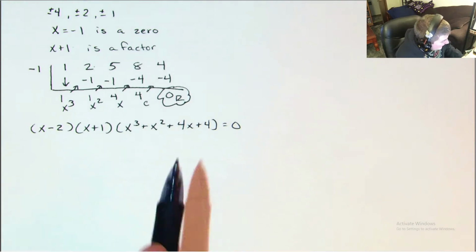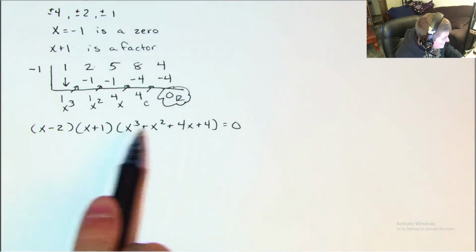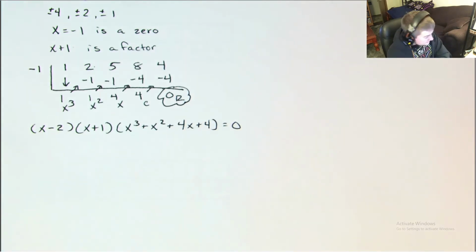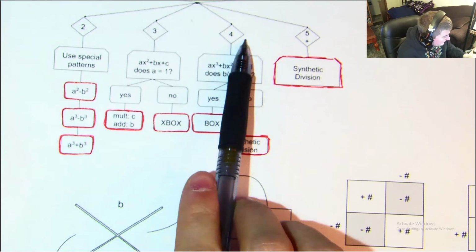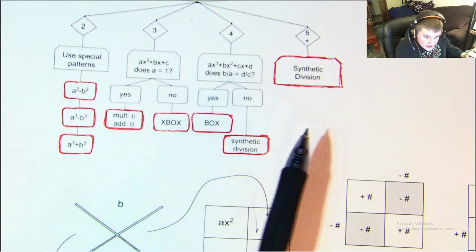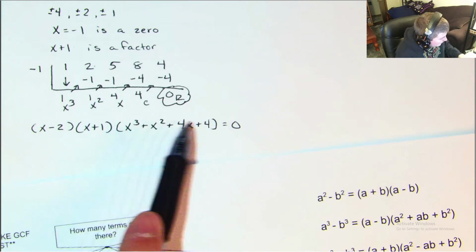Okay, so these are each factored out. Now I can check how I can factor this. 1, 2, 3, 4 terms. 4 terms here. Does b over a equal d over c is the question I need to answer. So does 1 divided by 1 equal 4 divided by 4?